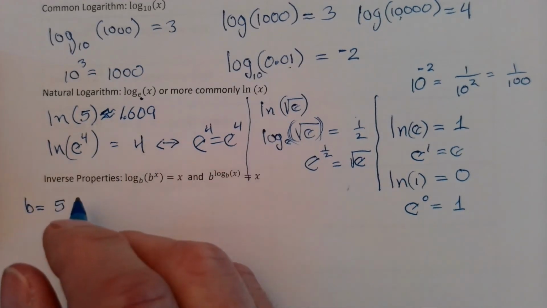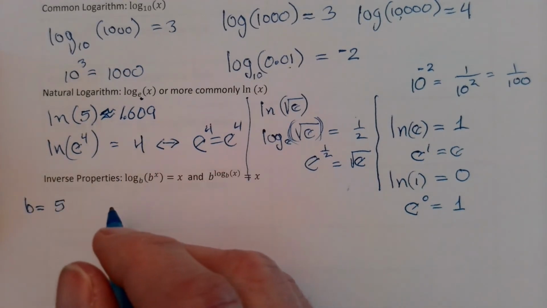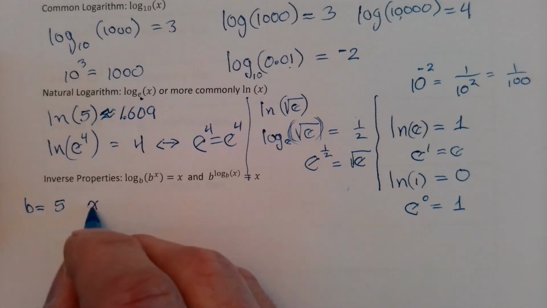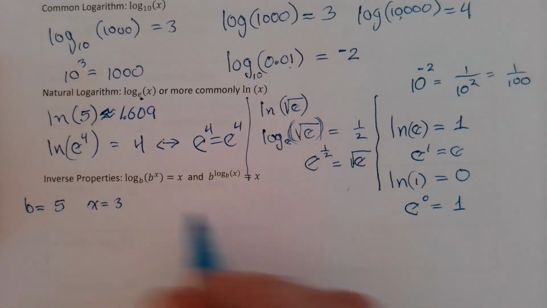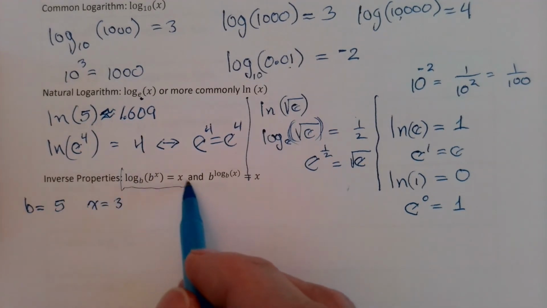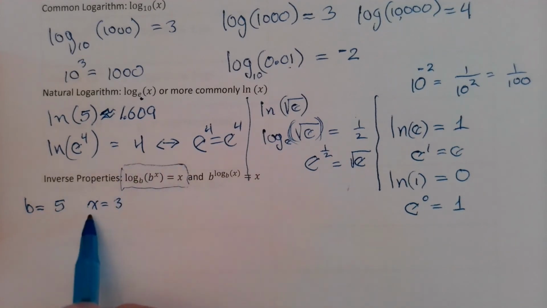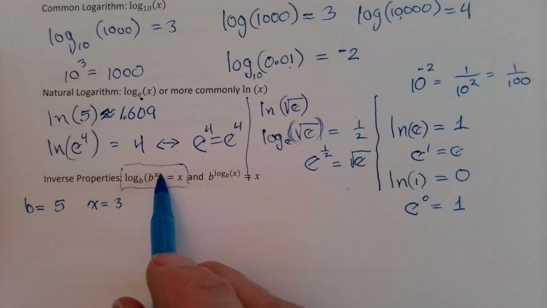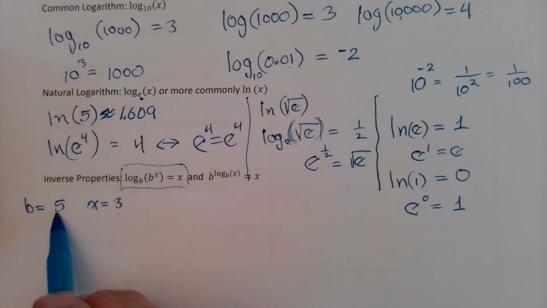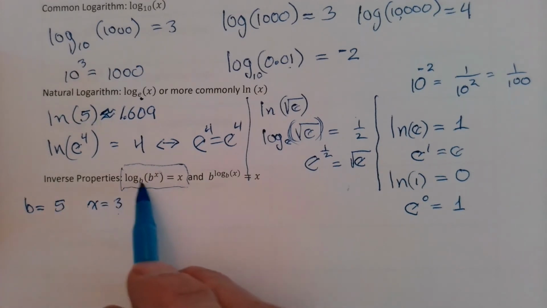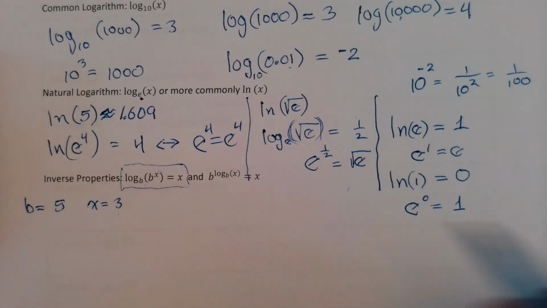And let's pick an x value. And let's talk about what this statement is saying here. It's saying if you start with x equals 3 and use the 3 as an exponent on the power of 5, followed by a base 5 logarithm, in the end, nothing will happen. And I'd like to illustrate that now.